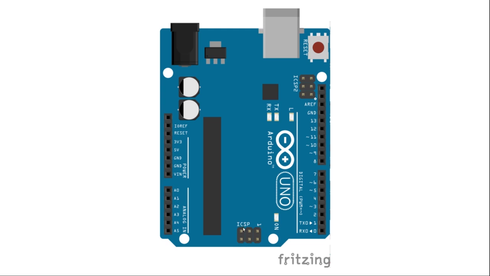There is another ICSP, ICSP2, which is designed for the same purpose on the top right of the board and can be used again for connecting to other microcontrollers.